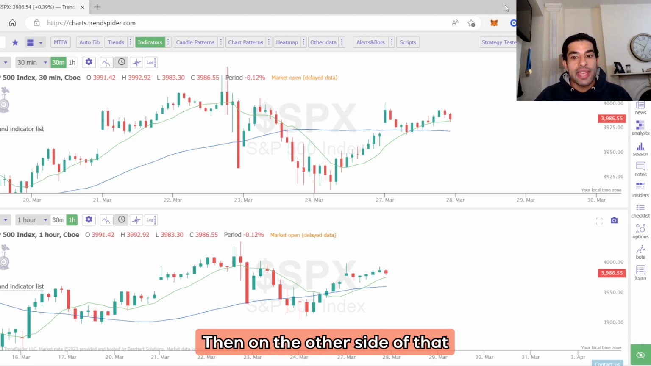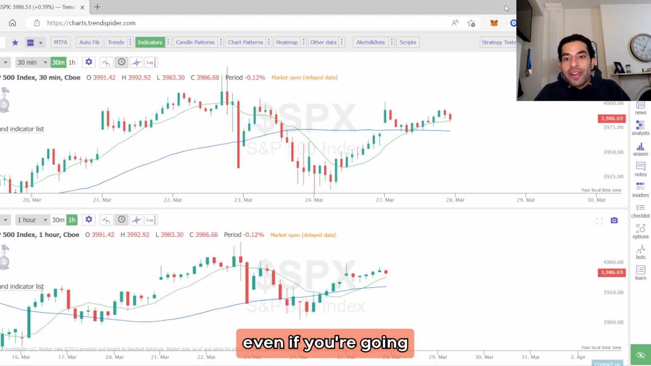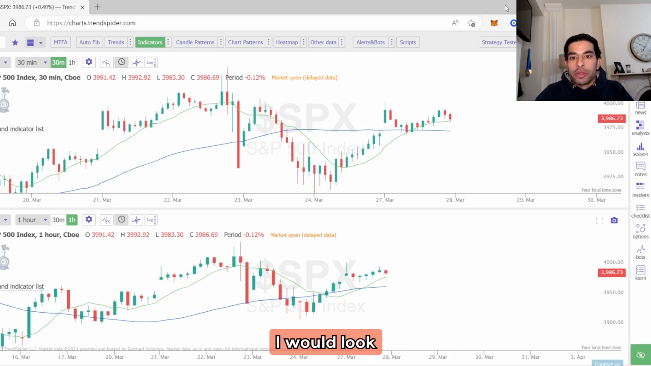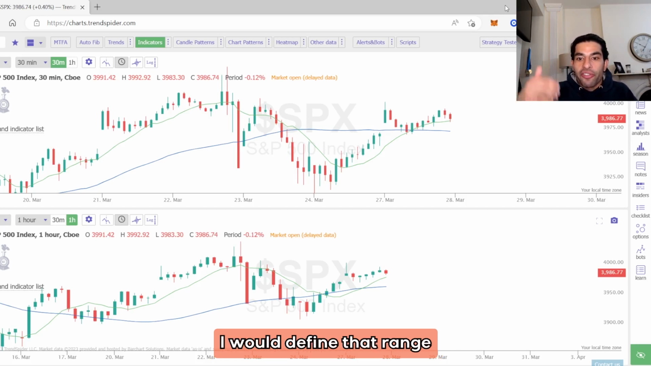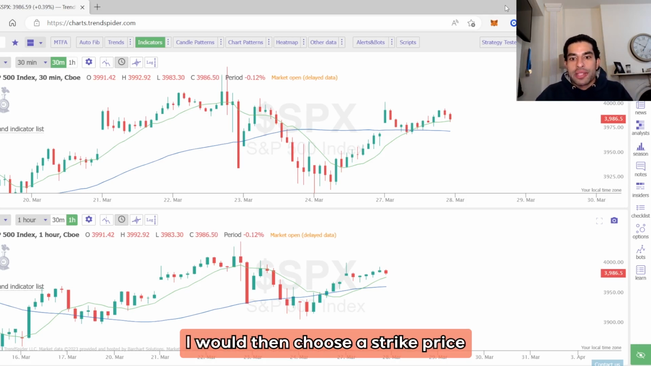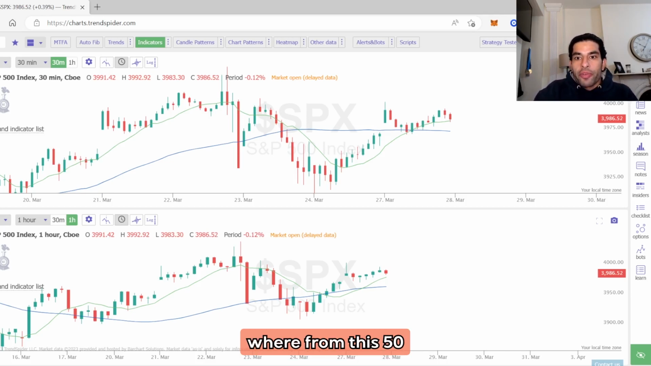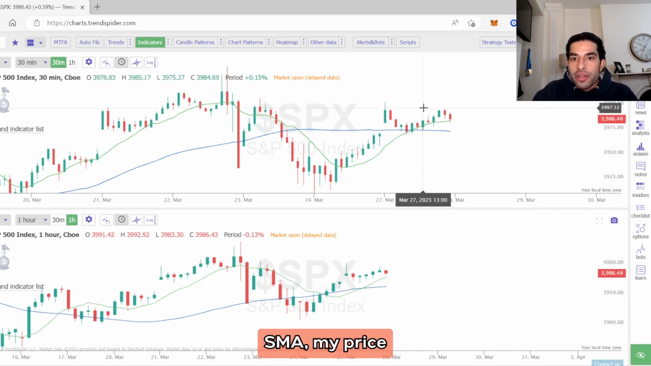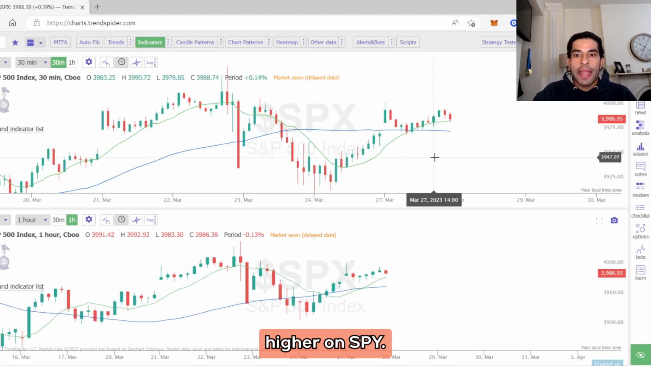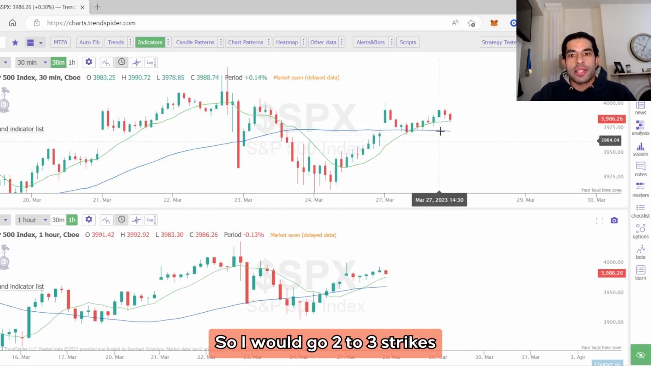Then on the other side of that is if you're going just for a day trade, even if you're going just for a scalp, you don't have to go 5 to 10 points out of the money. I would look at the targets on my chart. I would define that range. And based off of that, I would then choose a strike price similar to the example I shared earlier, where from this 50 SMA, my price target was about 25 points higher or 2.5 points higher on SPY. So I would go 2 to 3 strikes out of the money.